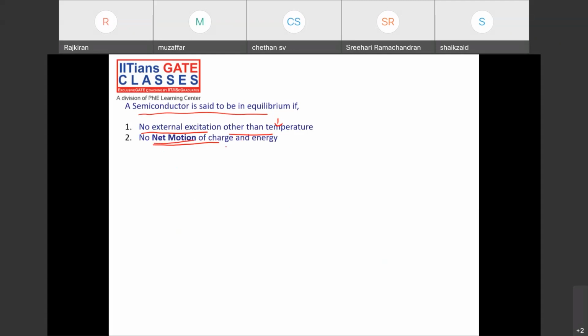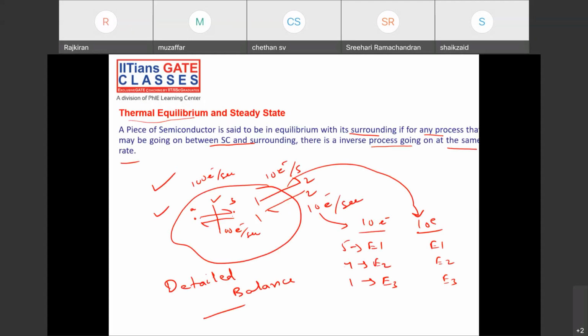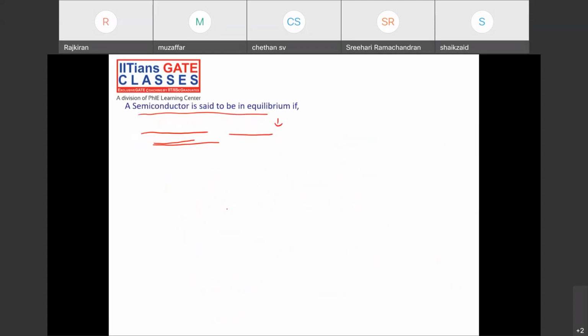Does that mean the charge or energy is not moving at all? When a semiconductor is in equilibrium, can I say the charge or energy is not moving? No. See, this charge is moving. Here, an electron is moving from A to B. So how can we say it's not moving? It is moving, but there is no net motion.